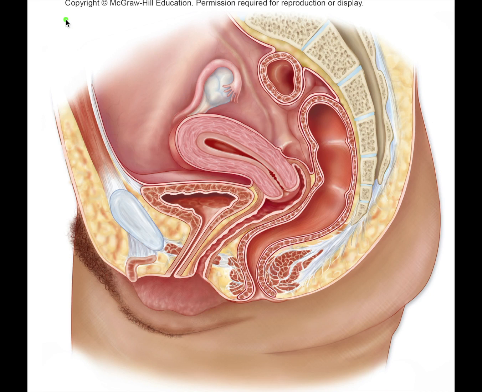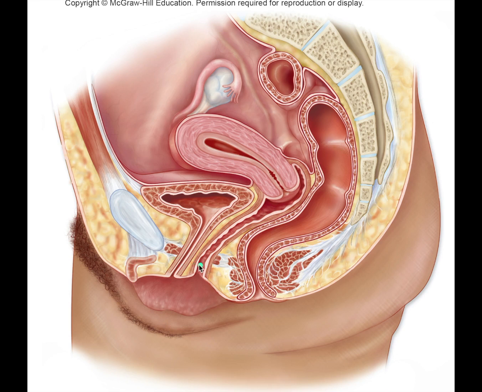Okay, so here is a mid-sagittal section of the female pelvis. To orient you, this is anterior, this is posterior. Here is the mons pubis, just that fatty pad there, the hair growing on it, and then also the hair growing on the labia majora. And here's the labia minora. This is the clitoris here.